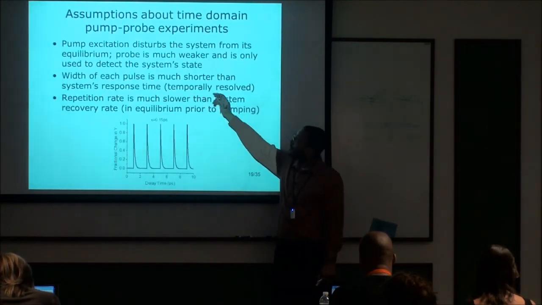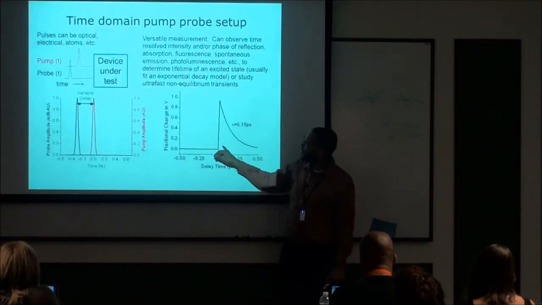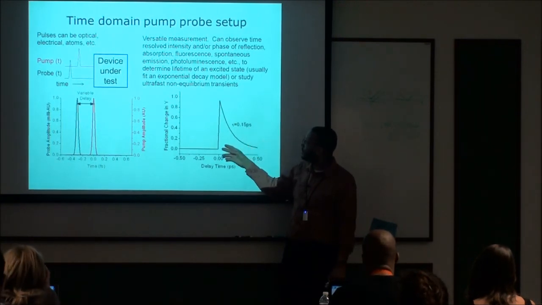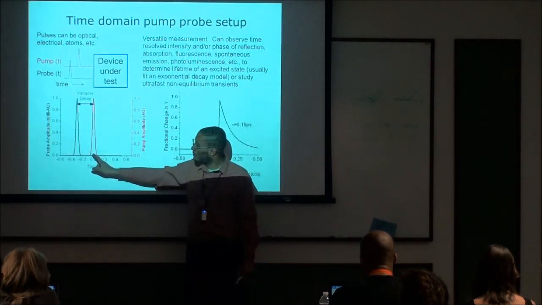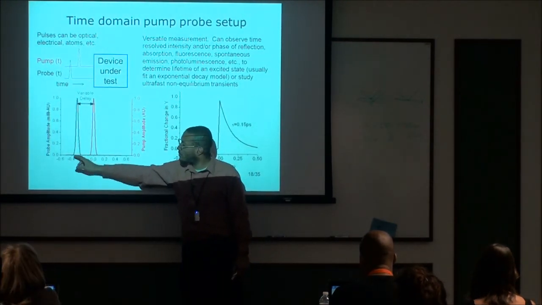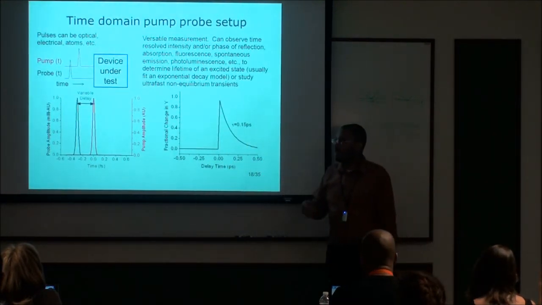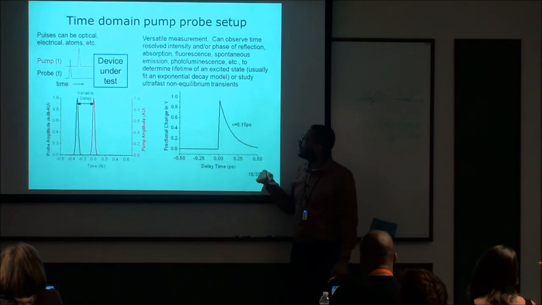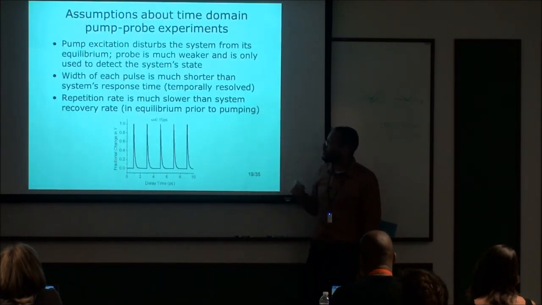Two, the width of these pulses needs to be short compared to the response time. So if I look at this response time, if it takes, let's say, 0.15 picoseconds for this to respond back to equilibrium, this width for the probe or for the pump and for the probe needs to be very small in comparison because I want to be able to excite it and then watch it decay. I don't want to be continually exciting it while it's decaying. So I want to excite it at one moment and then watch it decay.